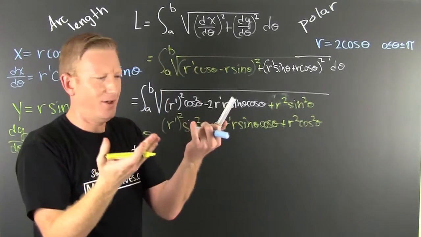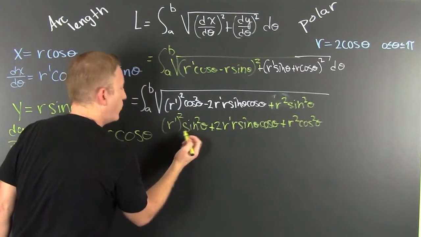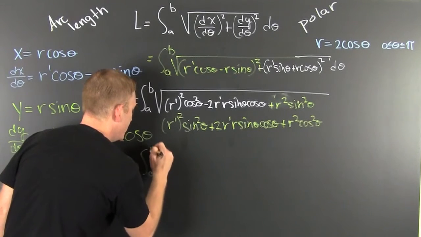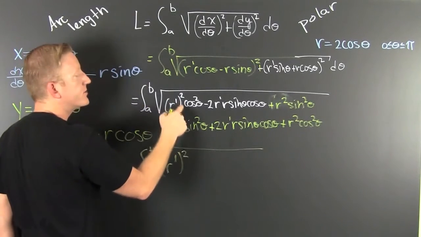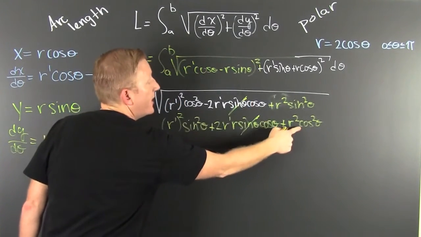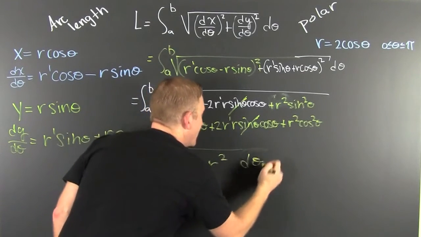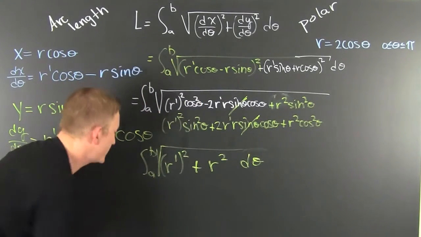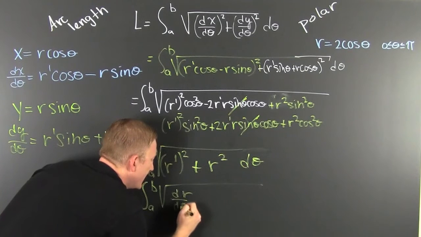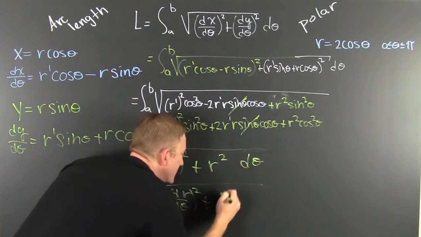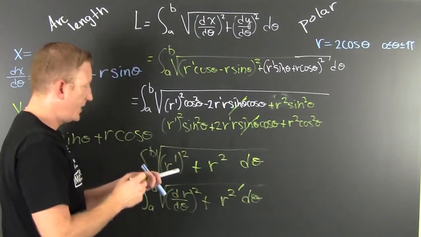Now, look at that. Sine squared plus cosine squared equals 1. I'm looking at the integral from A to B of r prime squared, because those terms cancel, and I'm left with a sine squared and a cosine squared, which gives plus r squared, d theta. Putting it in familiar notation, this is the integral from A to B of the square root of dr d theta squared plus r squared, and all of that is d theta.